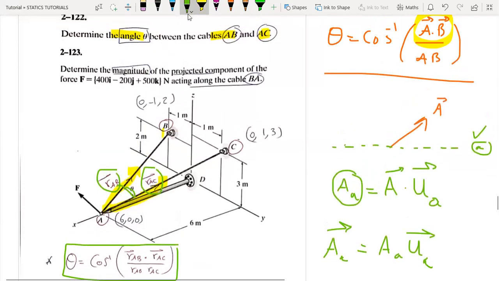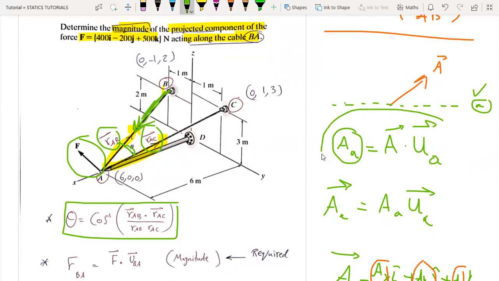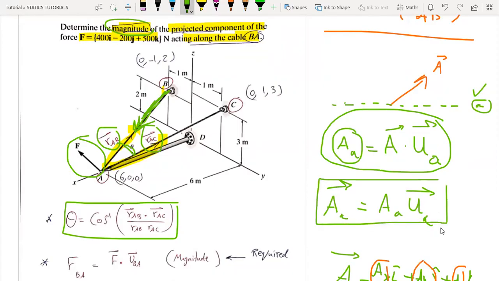And the second part is, determine the magnitude of the projected component of the force acting along the cable BA. So here is the cable BA, and they want the component of this force along this cable BA. So we are going to use this equation. And here it's required the magnitude. If the vector is required, we will multiply it again by the unit vector of the axis for cable BA.